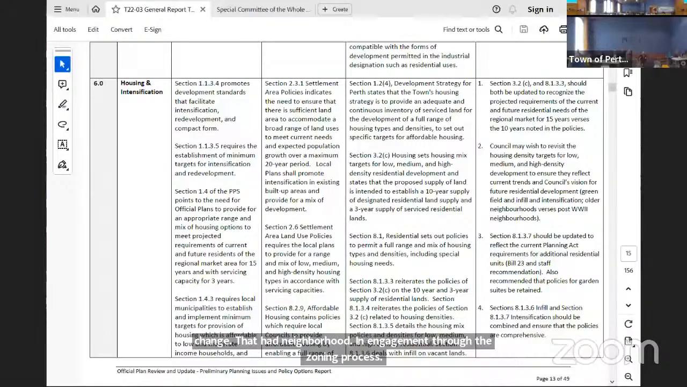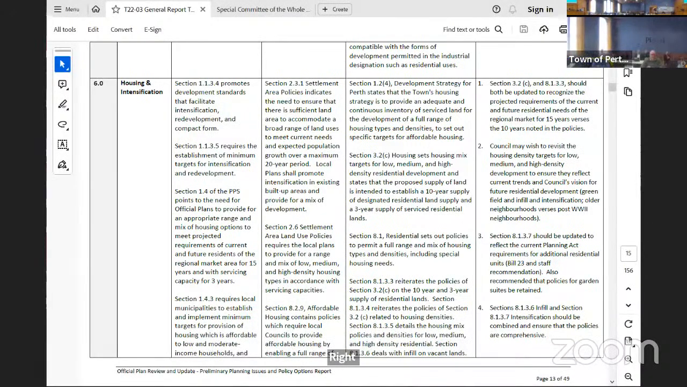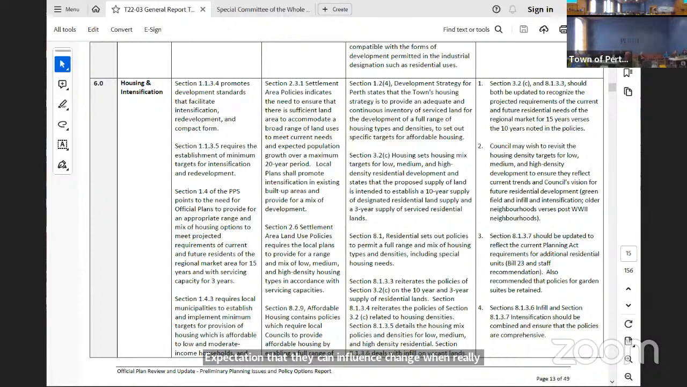I think if you have neighborhood engagement outside of the Planning Act and the prescribed process, I think you've got to be really careful about that, because my experience is that you can have this expectation that they can influence change when really at the end of the day, there's not a lot of ability to influence change if it's not required under the Planning Act.